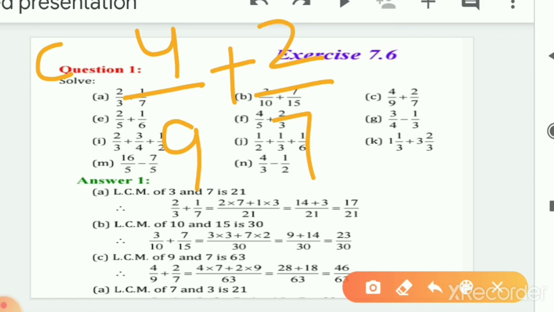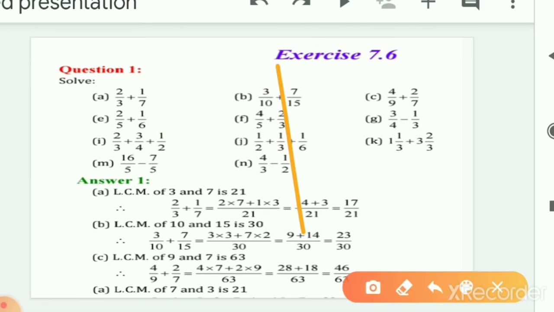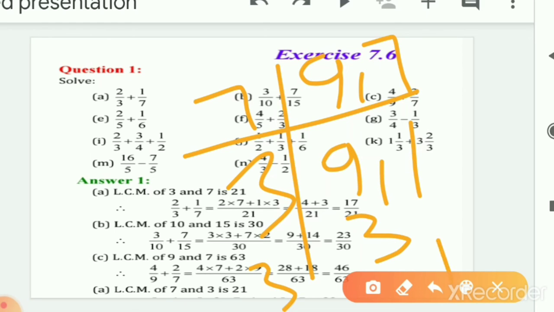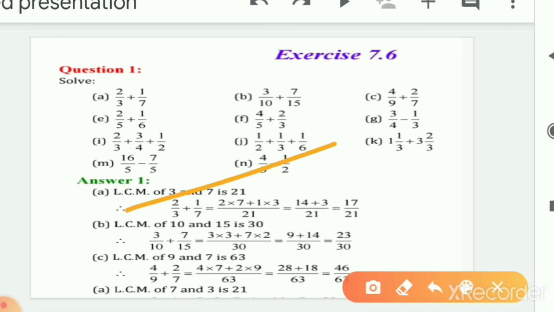Okay, take the LCM of 9 and 7 first. 7 1 ja 7, 9 will remain as it is. Take 3 3 ja 9, 3 1 ja 3. Okay, so we have 3 3 ja 9, 9 7 ja 63. So we have the LCM like 63. Now 4 is given here. 4 we will write as it is.